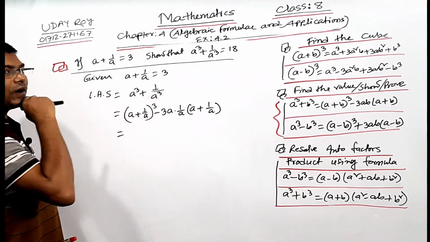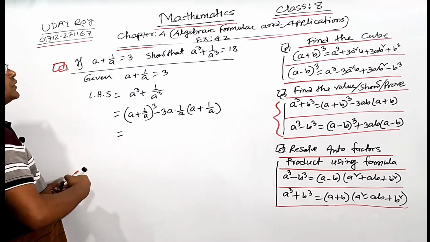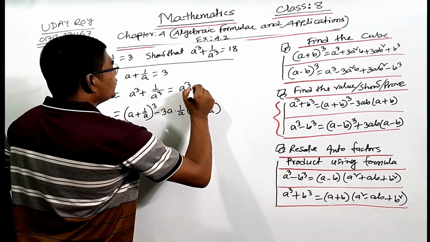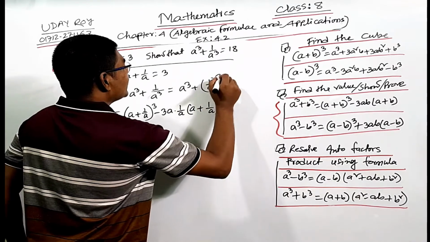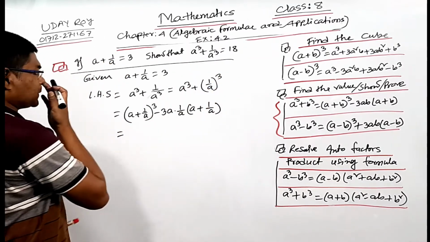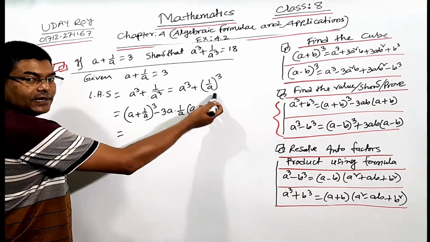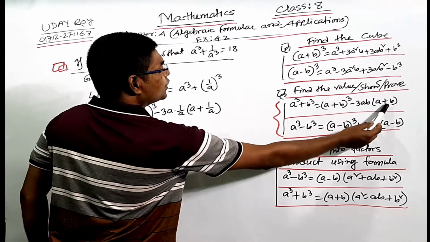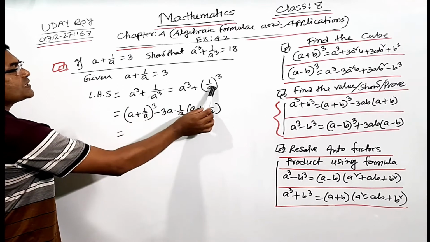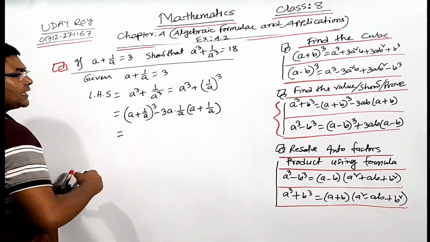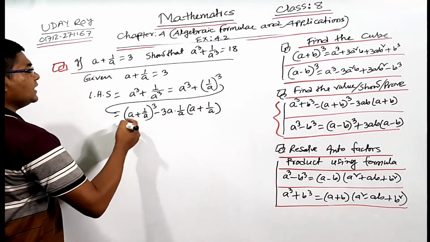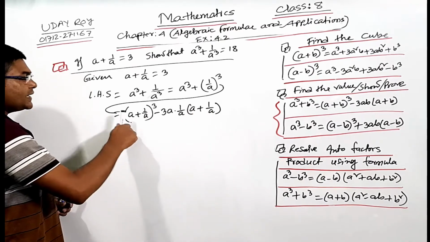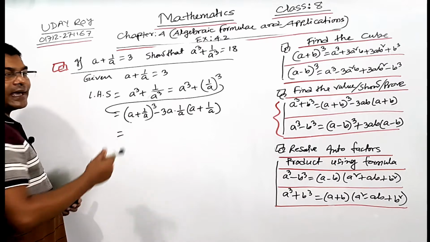So a cube plus 1 by a cube. Actually this equals a plus 1 by a whole cube. Now you can easily understand the a cube plus b cube formula. So a cube plus b cube equals a plus b whole cube minus thrice ab into a plus b. Be careful. Here a is a and 1 by a is b.